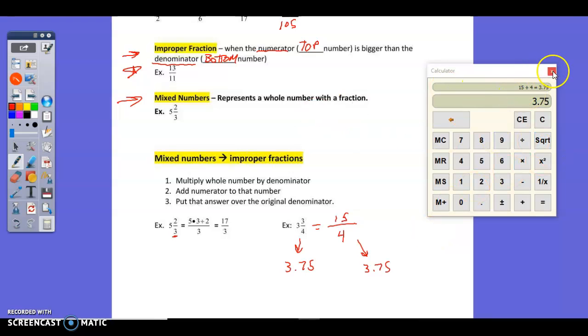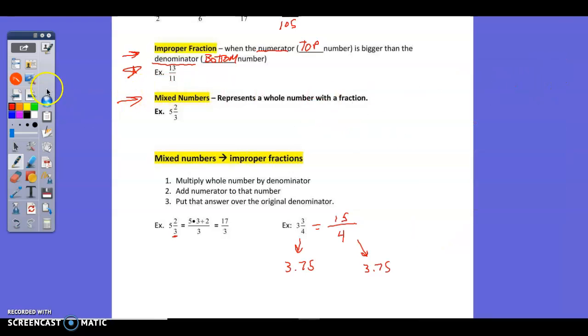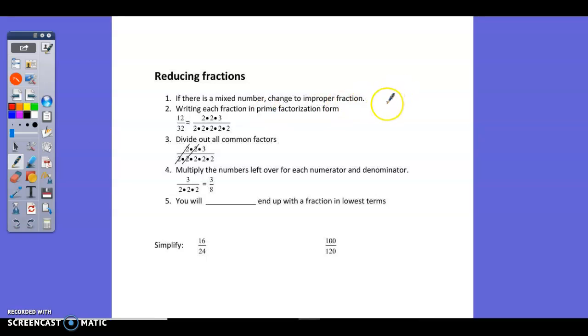All right, so now we're going to talk about how to reduce fractions. A lot of times you might have a fraction or equivalent fraction that is bigger, and we want to put it in its simplest form. All right, so how we reduce fractions based on what we've done, I'm going to show you the long way, and then I'm going to show you the quick way using a calculator. All right, so if there is a mixed number, we change it to an improper fraction, because I love improper fractions better than mixed numbers. So that's our first step.